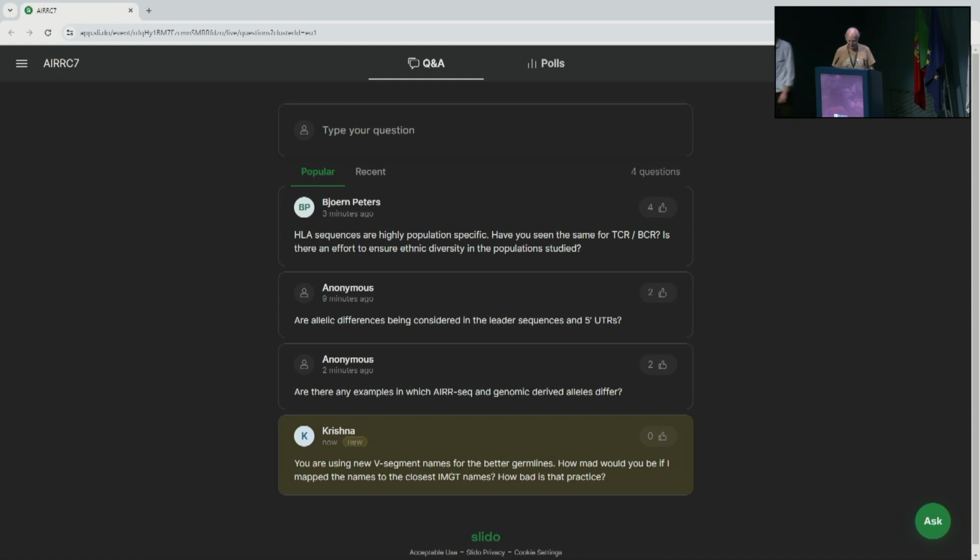HLA sequences are highly population specific. Have you seen the same for TCR, BCR? Is there an effort to ensure ethnic diversity in the population studied?